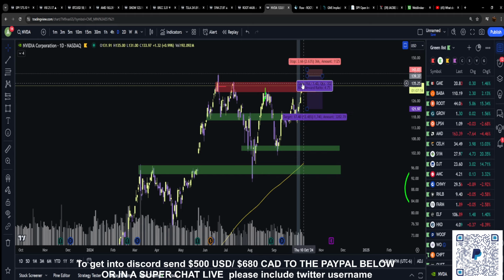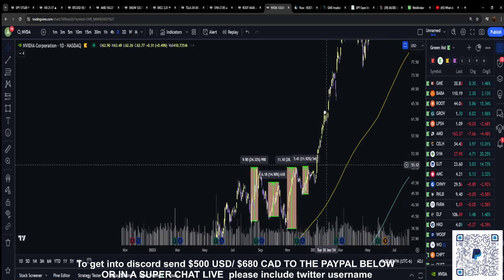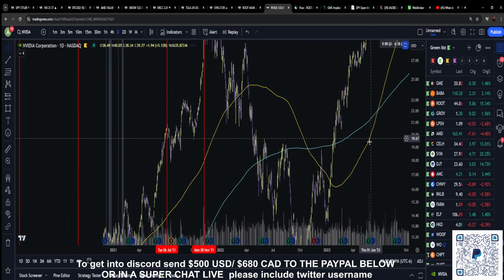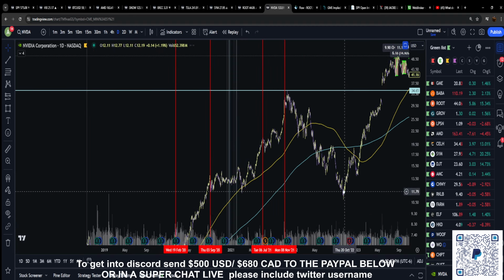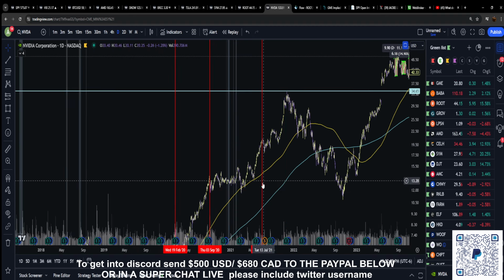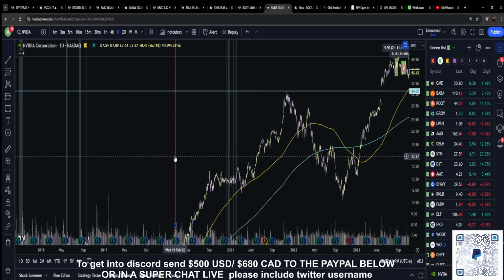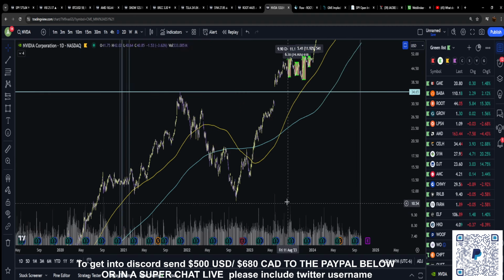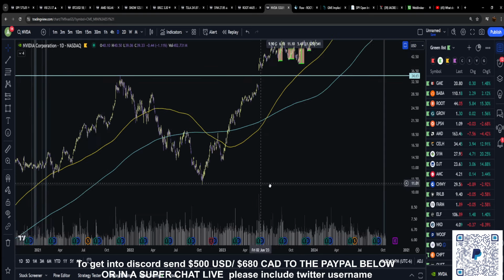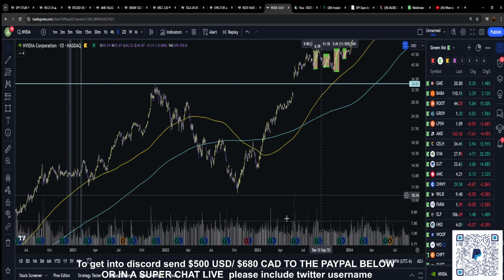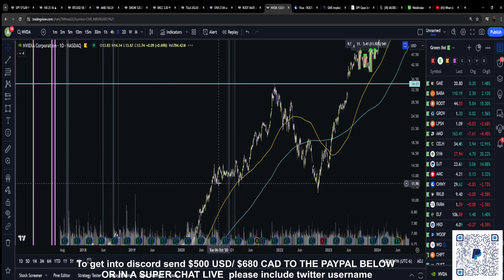So Nvidia, that's an example right there of how you can mark these. And look, we can use old price action as well, right? Let's go back to the market retracements. Let's go back to back here. How did people find a way to make a shitload of money on Nvidia? How did people find a way to call these bottoms on Nvidia and do all this?